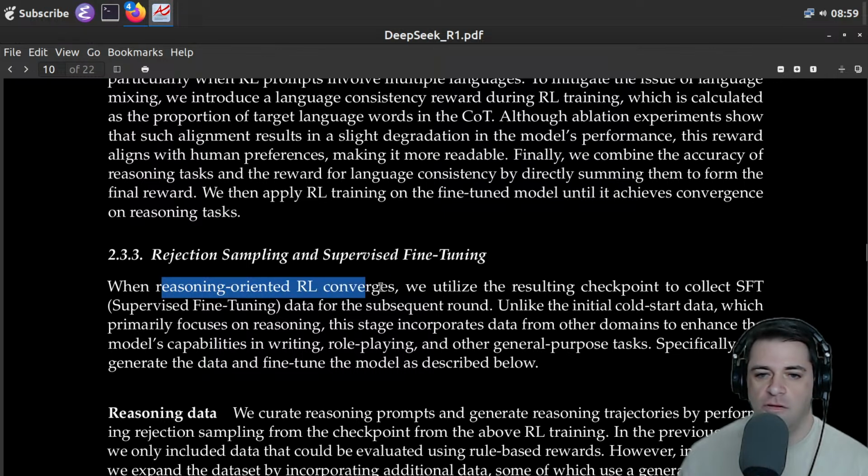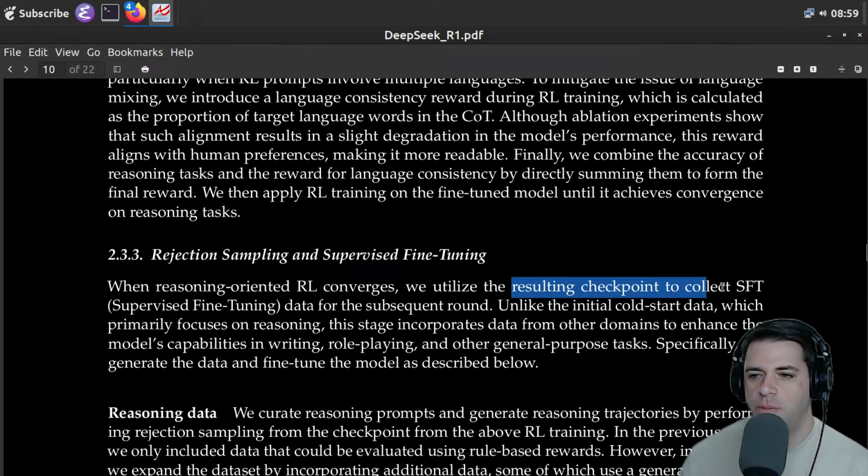And then when the reasoning-oriented RL converges, they're doing some rejection sampling. The resulting checkpoint, so this thing is checkpointing probably like every 5 minutes or so, they're going to take the supervised fine-tuning data. Okay, so they're going to take this checkpoint and use it, I guess, to generate data to fine-tune the next round.